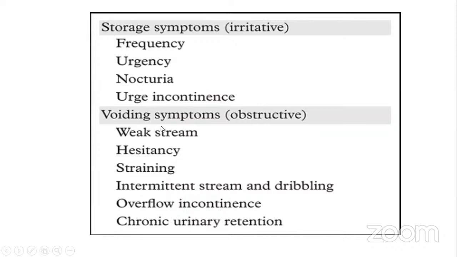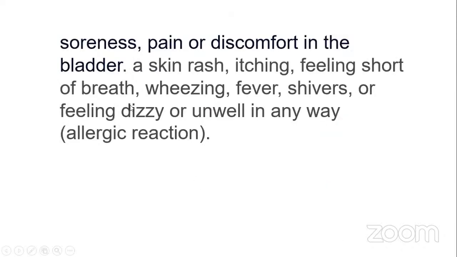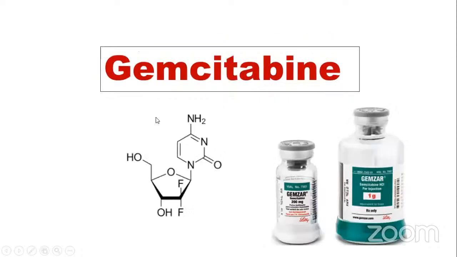But this is just to show you the difference between irritative symptoms and obstructive symptoms, which are called voiding symptoms: weak stream, hesitancy, straining, intermittent stream and dribbling, overflow incontinence, chronic urinary retention. Other side effects are soreness, pain and discomfort in the bladder, skin rash, contact dermatitis, itching, feeling of shortness of breath, fever, shivers, or feeling dizzy or unwell in any allergic reaction.